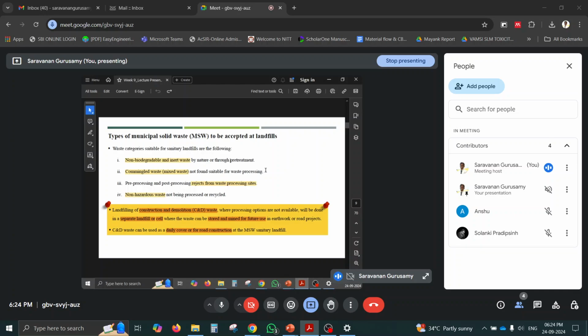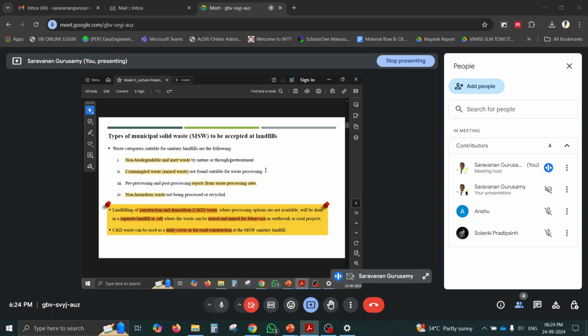Then pre-processing and post-processing rejects from the waste processing sites. So from the compost yard or from the MRF facility, what waste rejects are we getting? That's called pre-processing and post-processing rejects that can reach the landfills. And then finally, non-hazardous waste not being processed or recycled. Hazardous waste should reach the secured landfills, not the sanitary landfills.